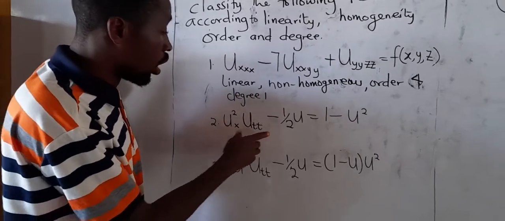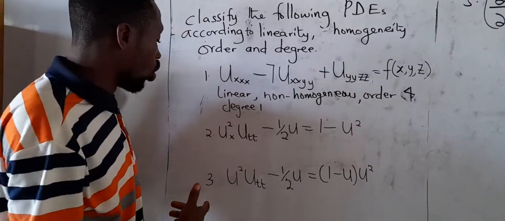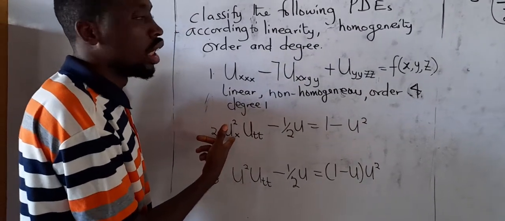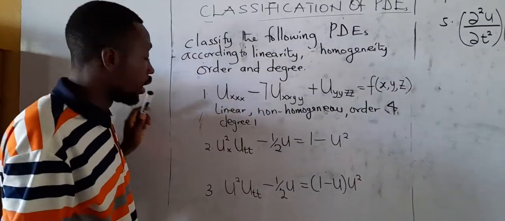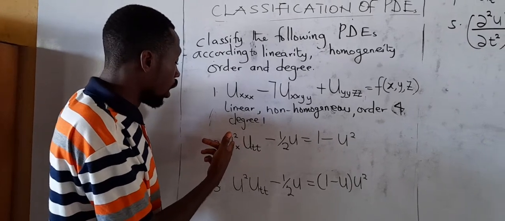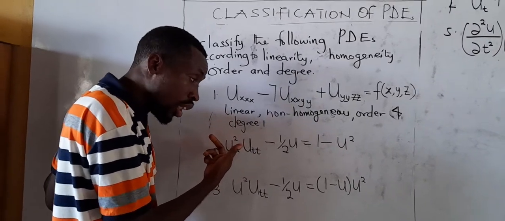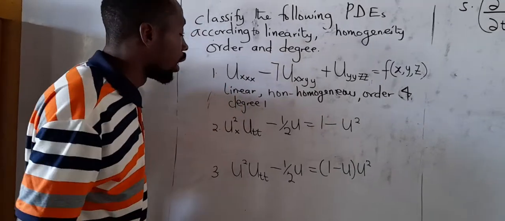Is it linear? It is non-linear. Look at the dependent variable here. The degree is not 1. Even the partial derivative here has a degree that is not 1. So it's non-linear. Now let's check semi-linearity. There is a partial derivative here whose degree is not 1, so it is not semi-linear.